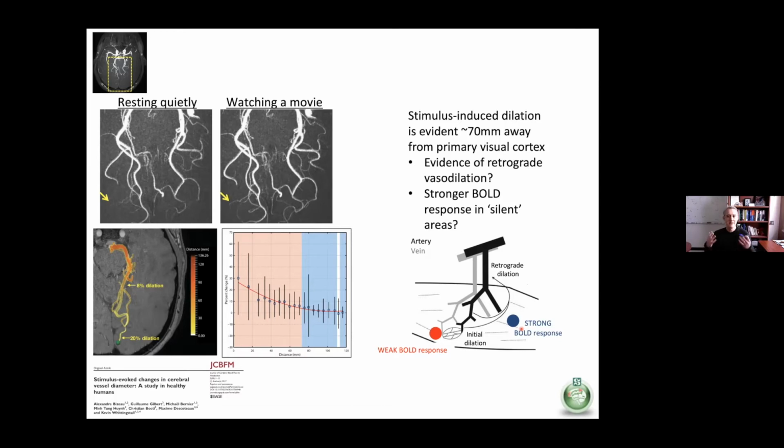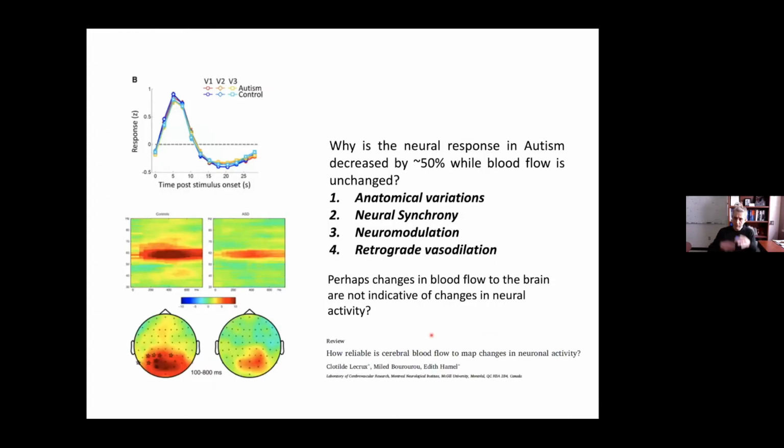So it raises this interesting theory that in some cases it might be possible that inactivated areas of the brain might have a stronger BOLD response than those that are activated, due to the lack of metabolism but an increase in blood flow. And so we're currently conducting some experiments to show that this might in fact be happening even within the visual cortex.